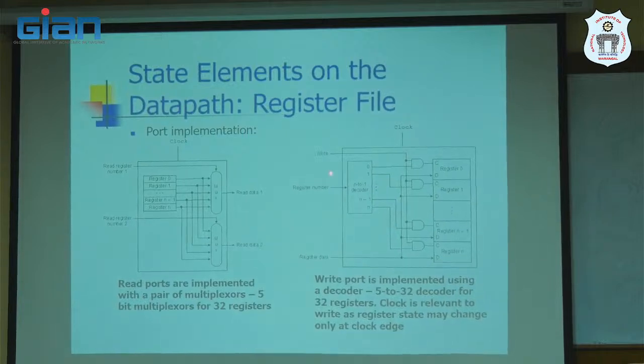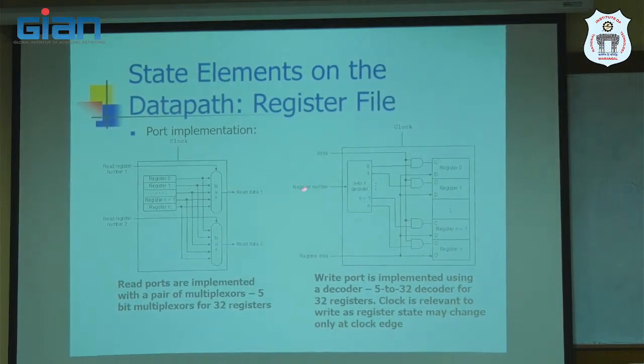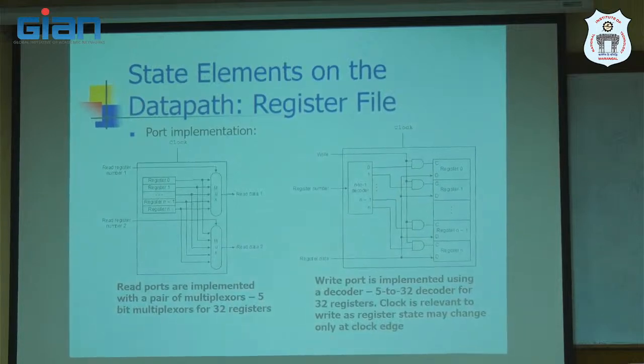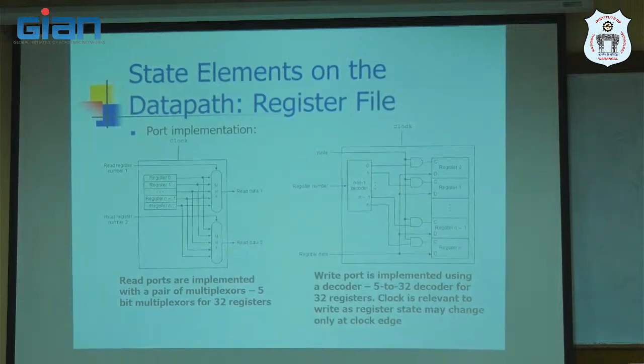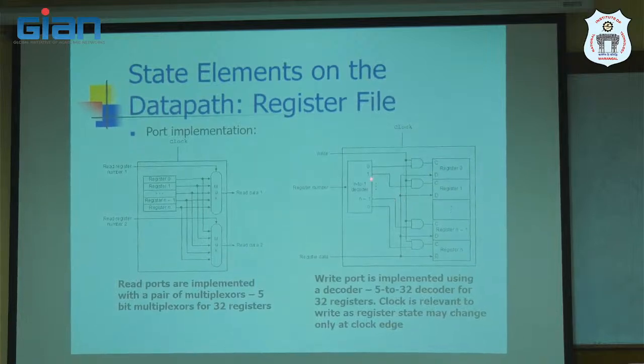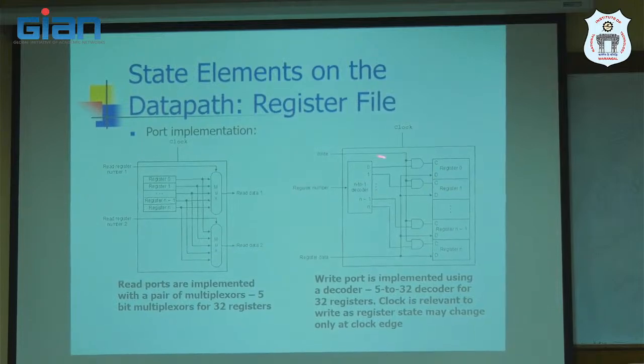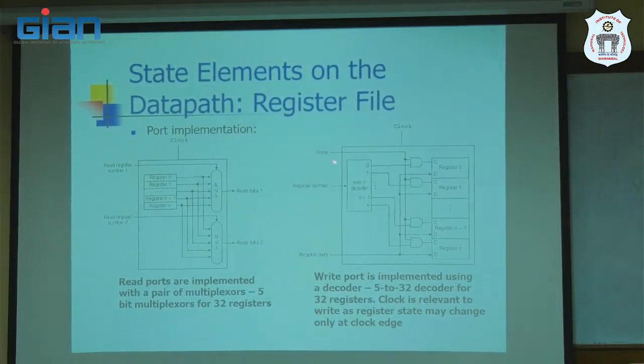5 inputs, 32 outputs. Based on these 5 bits of input, one of the decoder outputs is going to be 1. That one output is connected through an AND gate, to the AND gate inputs. Then the write signal, the write data.